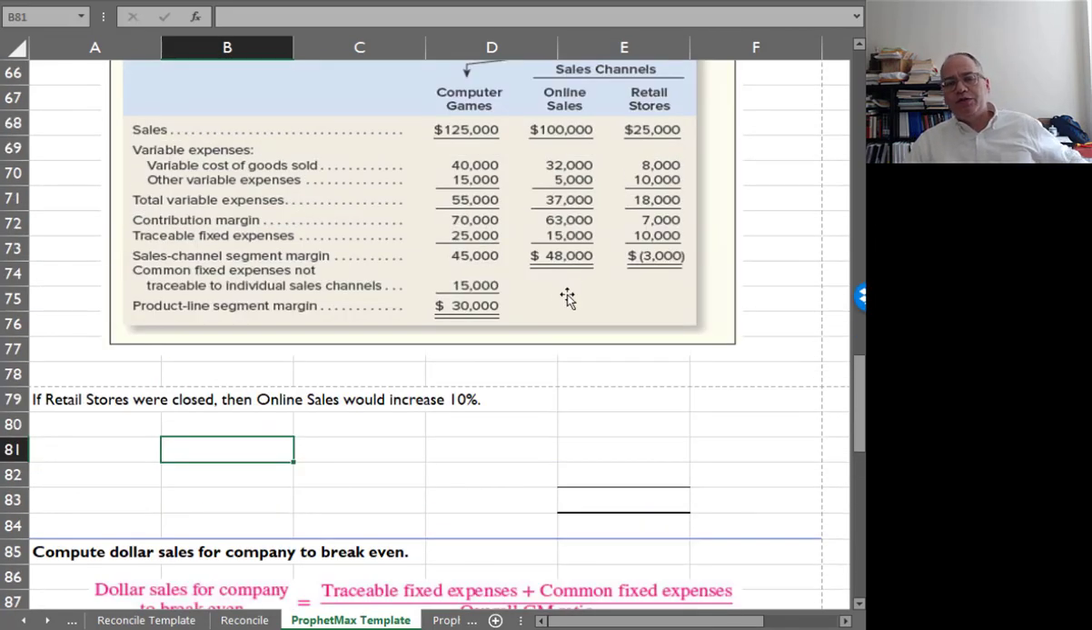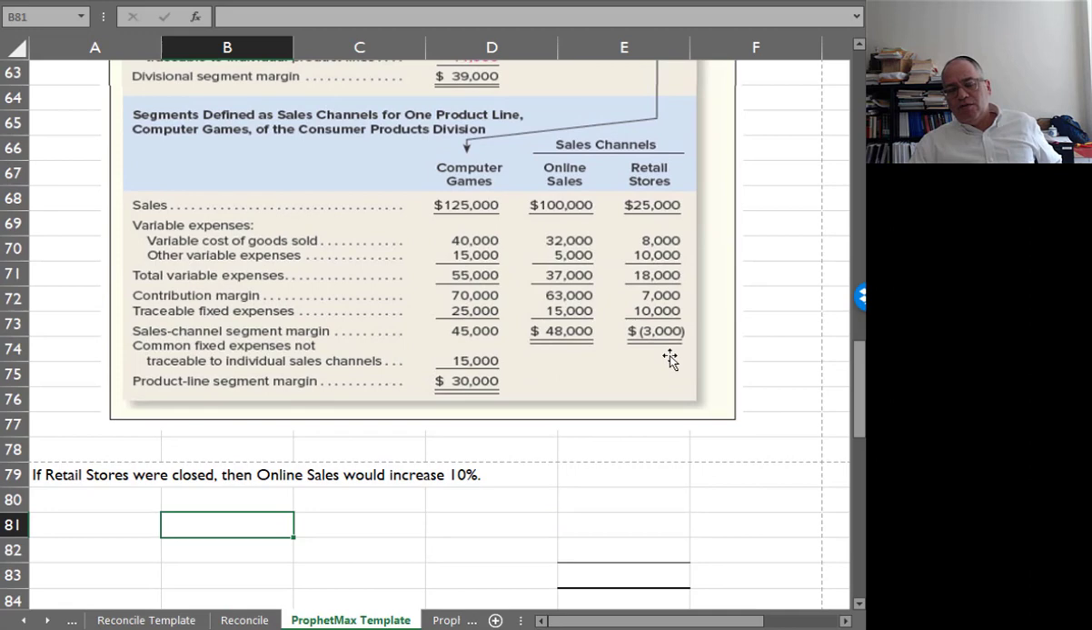What would we do? Here you can see retail stores is negative segment margin. So negative segment margin means that if I get rid of retail stores, then my overall profit would increase. It's because we always want to have a net positive segment margin, because that means that some money is going to common fixed costs. Let's say retail store is closed. Then we happen to know that online sales would increase 10%.